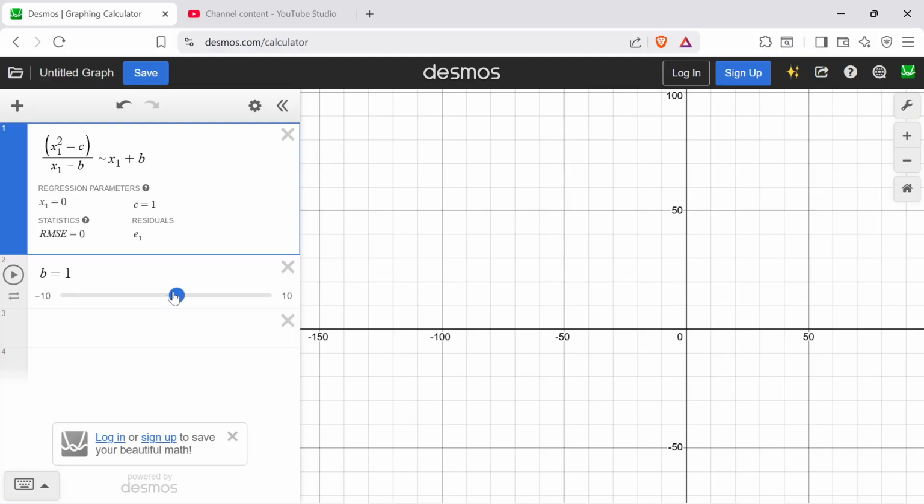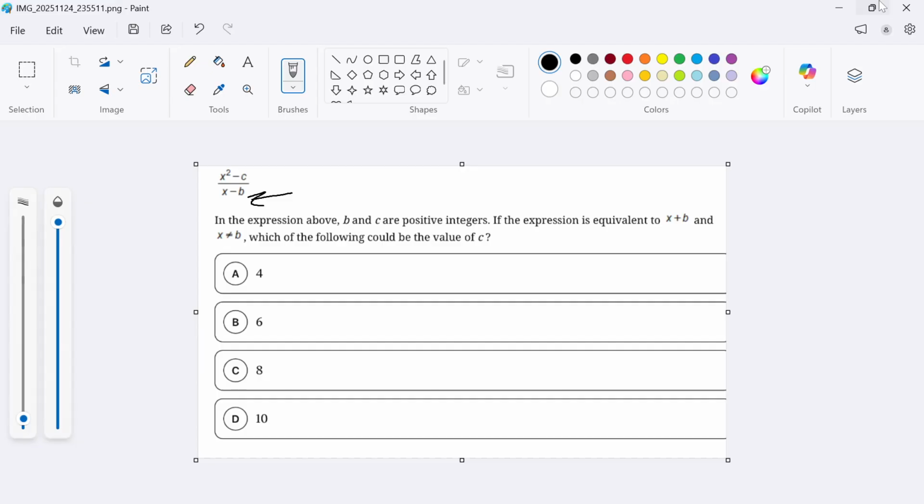When b is 1, c is 1. When b is 2, c is 4. That's an answer choice. When b is 3, c is 9. It's not an answer choice. When b is 4, it's 16. So now it's too big, and you can see it's going up, up, up. So when b is 2, c is 4, and that's one of the answer choices. And that is answer choice A.